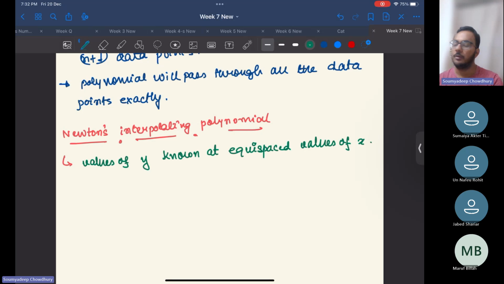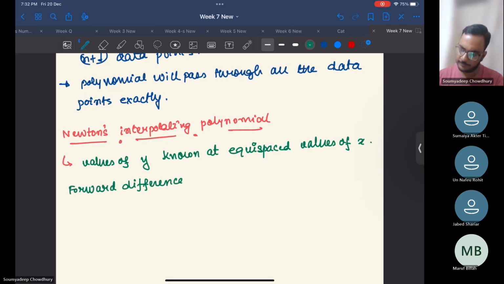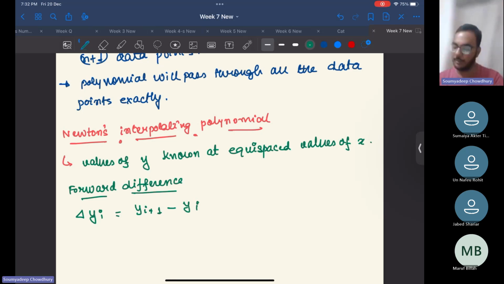So here we have the concept of forward difference, backward difference, and central difference. First, we will see forward difference. So what is the concept of forward difference? The forward difference of yi is given by the difference between the next y value and the current y value.